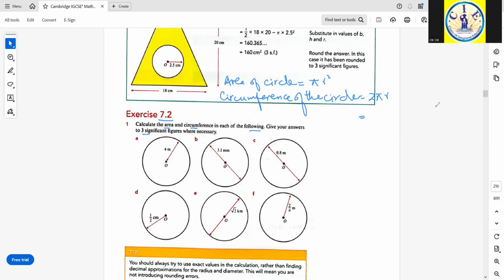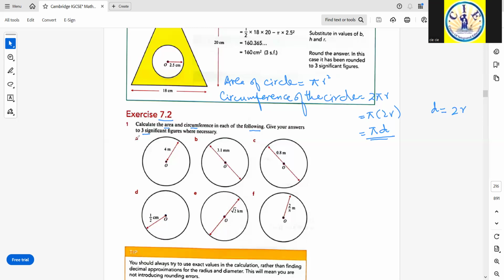Or since we know that diameter is equal to 2 times the radius, we can write pi times 2r, that is pi d. If we are given the diameter of the circle, then we will be using pi d, and if we are given the radius, we can use the formula 2 pi r.